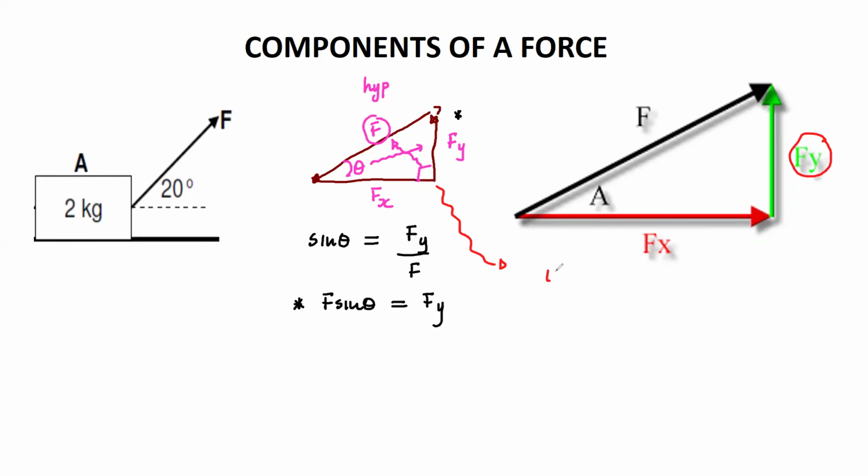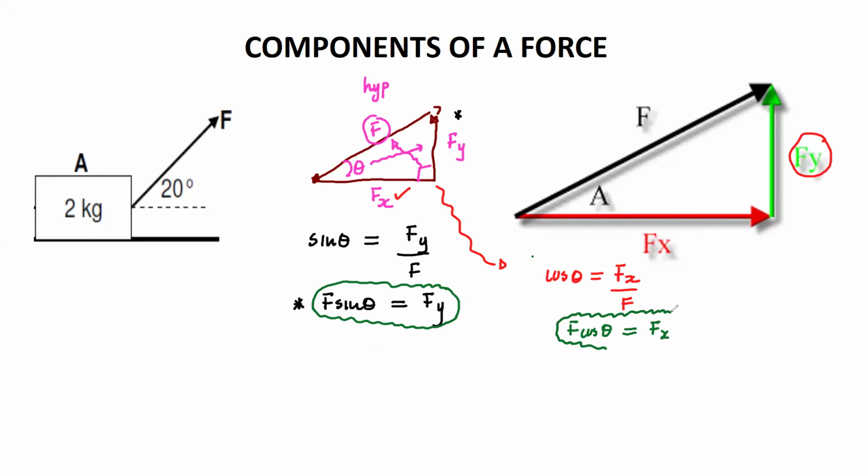Similarly, cos, SOHCAHTOA, cos theta. Cos is adjacent over hypotenuse, so that's Fx over F. And so at the end of the day, your Fx is F cos theta. That's Fx. Please remember this, family. For the typical vertical component, it's F sine theta. For the typical horizontal component, it's F cos theta.